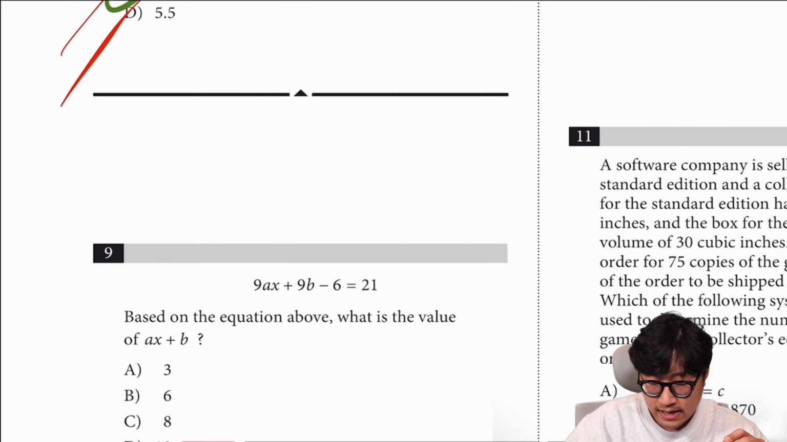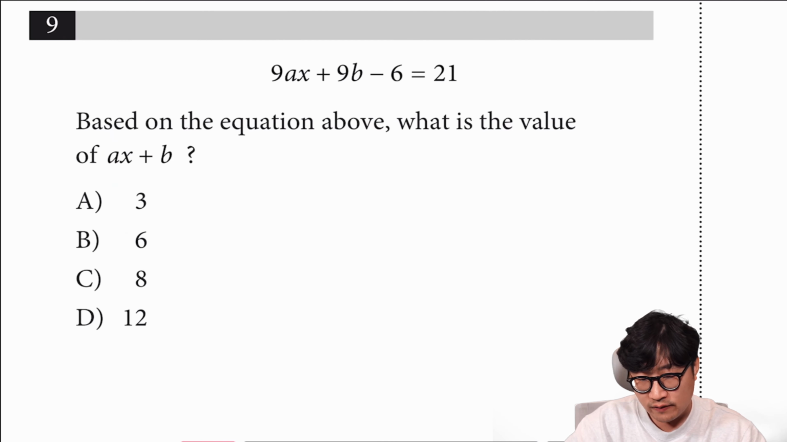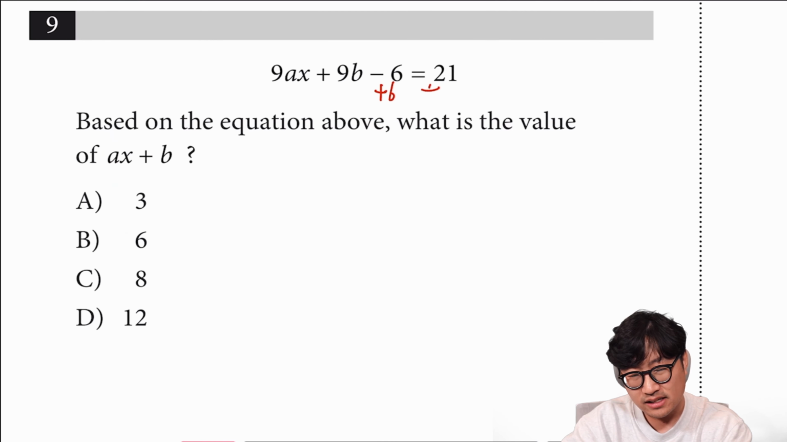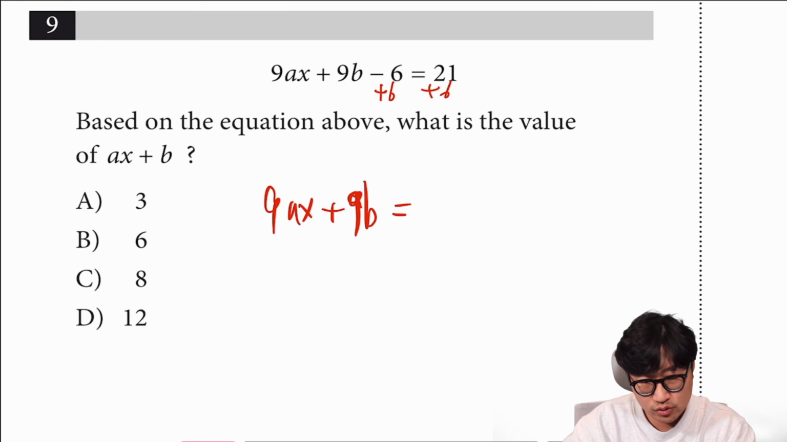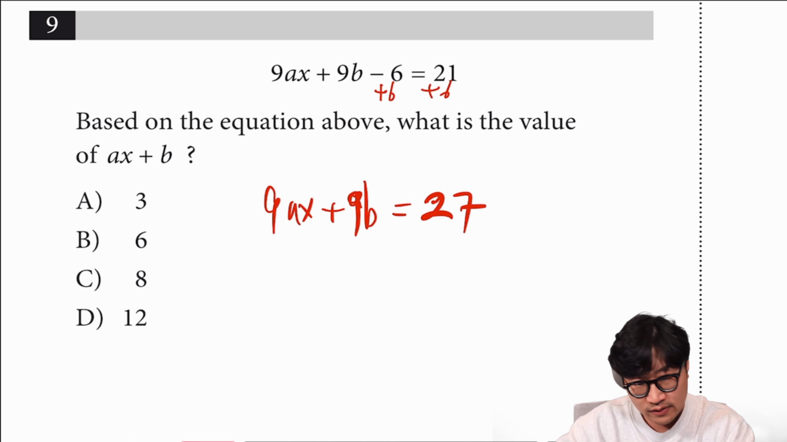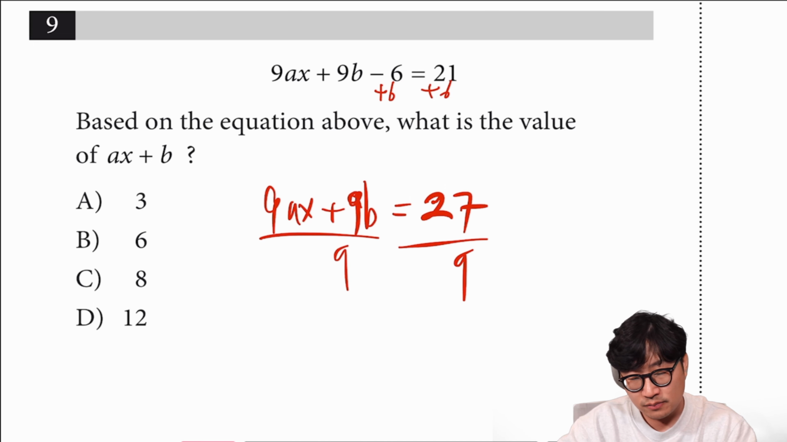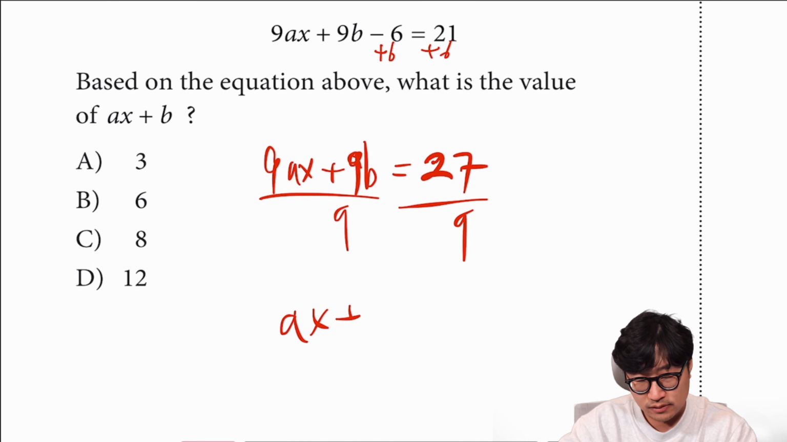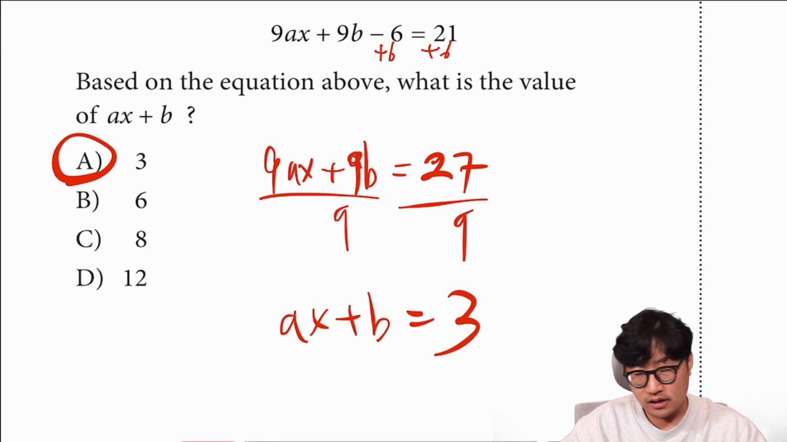All right, number 9. Based on the equation, what is the value of ax plus b? Just go ahead and add 6 on both sides. 9ax plus 9b is equal to 27. And go ahead and just divide by 9 on both sides, and that'll be ax plus b is equal to 3, and you're done.